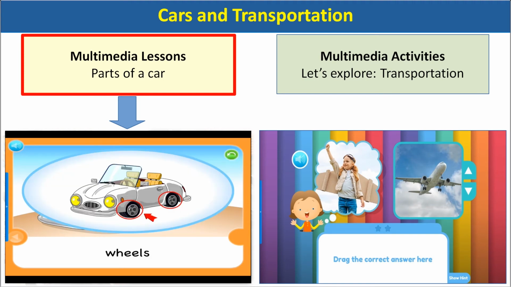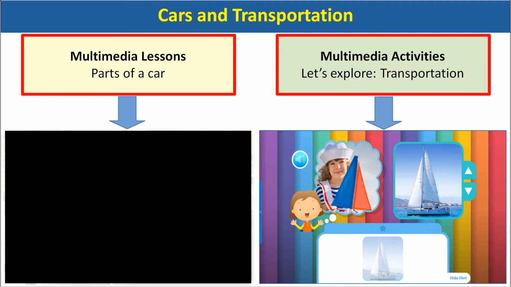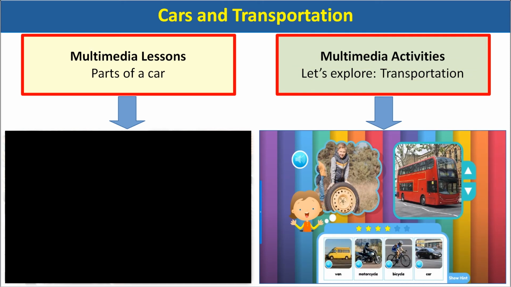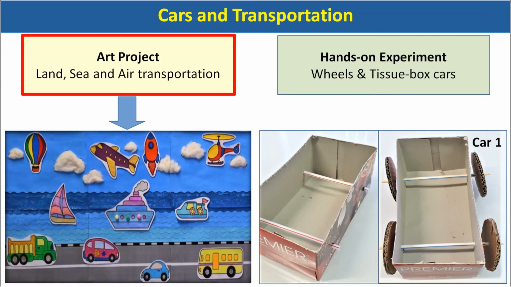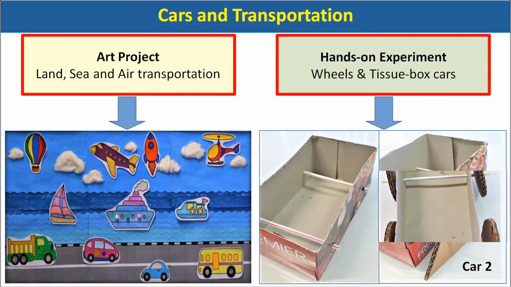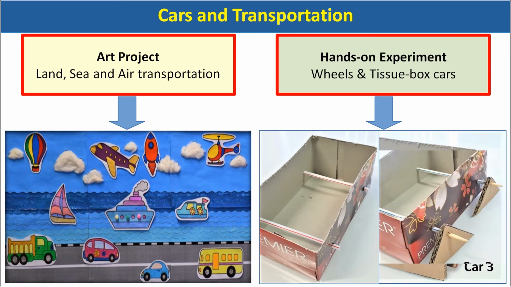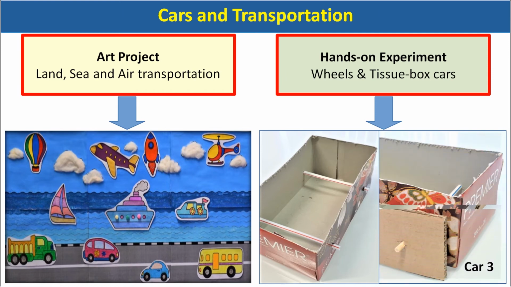Wheels. Then children learn to identify the various modes of transportation through the multimedia activity and through creation of a display of land, sea, and air transportation. For the hands-on experiment, children will build a car using a recycled tissue box. Then use different shapes of wheels to try rolling the car along.